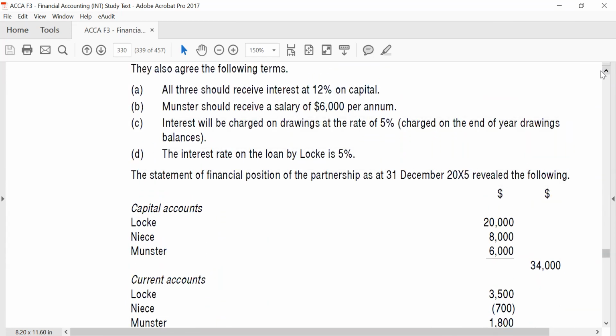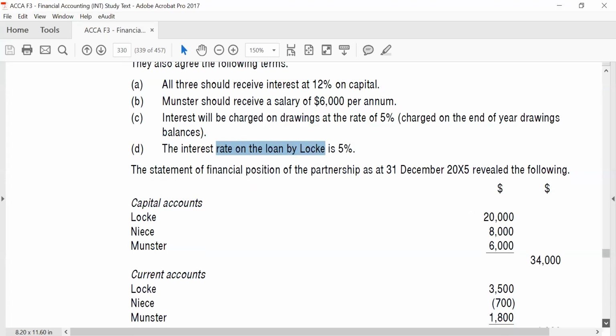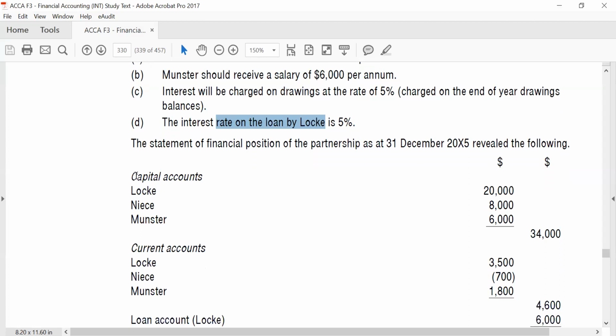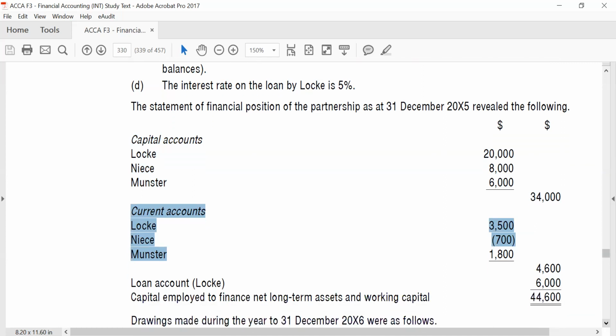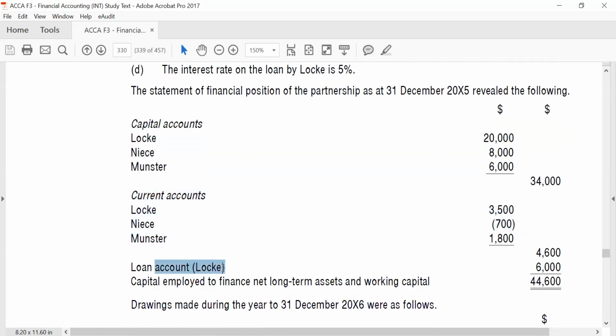So once we have looked at that, we have taken into consideration interest on capital. We have taken into consideration the salaries. We have taken into consideration the drawings. We have taken into consideration the interest on the loan, which is the 5%. We have recorded values in the capital account. We have also recorded values in the current account, the balances. So we have this loan. We used it in calculating the interest.